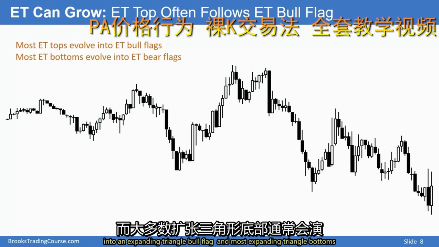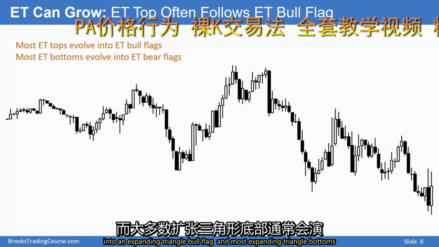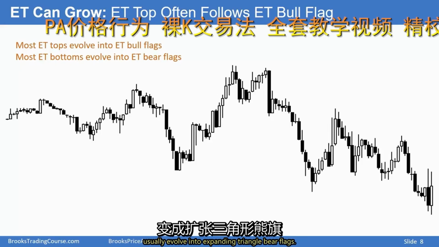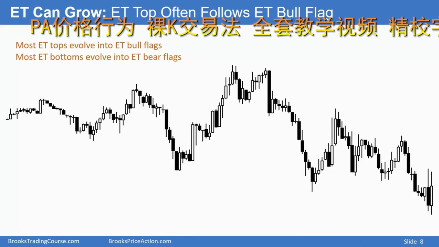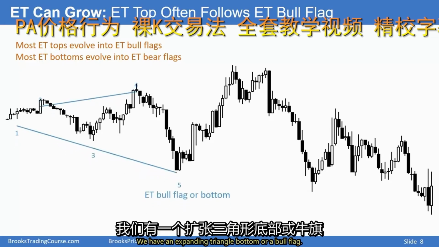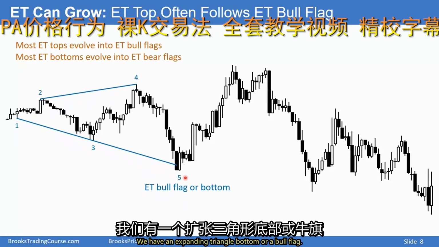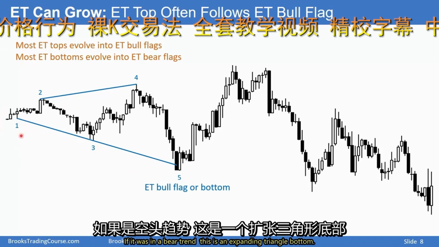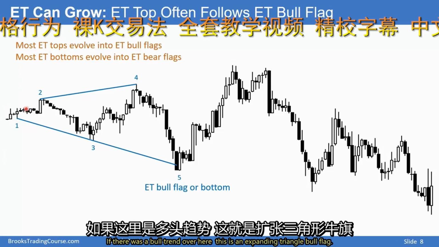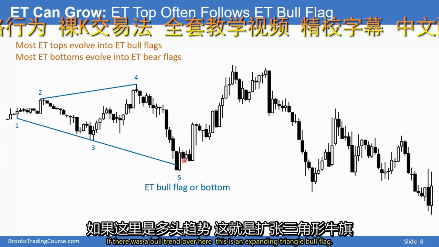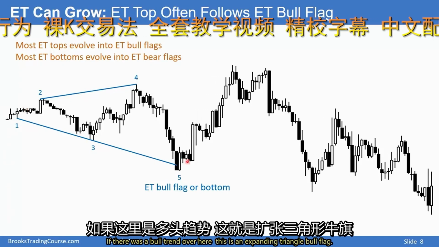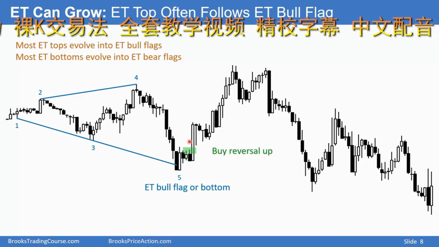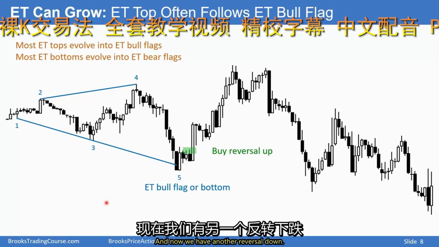Expanding triangle top often evolves into an expanding triangle bull flag, and most expanding triangle bottoms usually evolve into expanding triangle bear flags. We have an expanding triangle bottom or a bull flag. We don't know what came to the left. If it was in a bear trend, this is an expanding triangle bottom. If there was a bull trend over here, this is an expanding triangle bull flag. You buy the reversal up in either case.